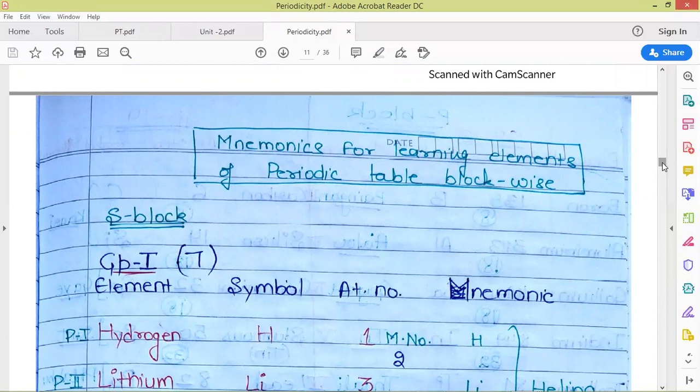So now we come to mnemonics for learning elements of the periodic table. We'll do it block wise. Mnemonics for learning the periodic table are very important, as directly learning the elements in the increasing order of their atomic numbers is very difficult. So what we do is create mnemonics, which make the learning very easy.